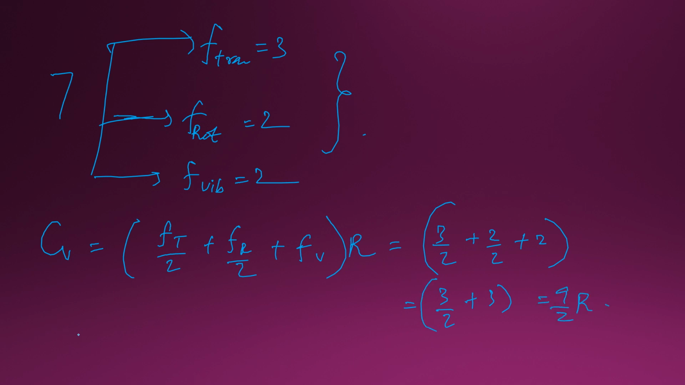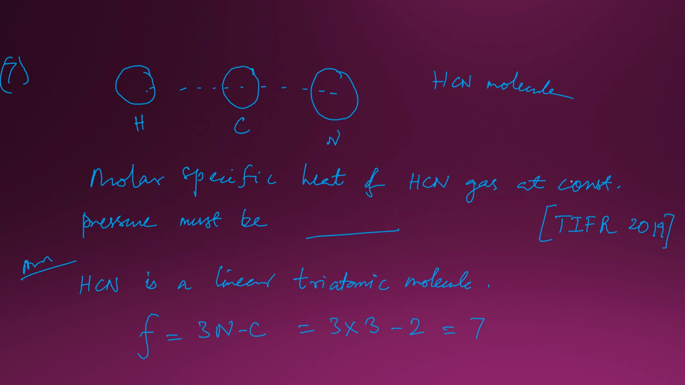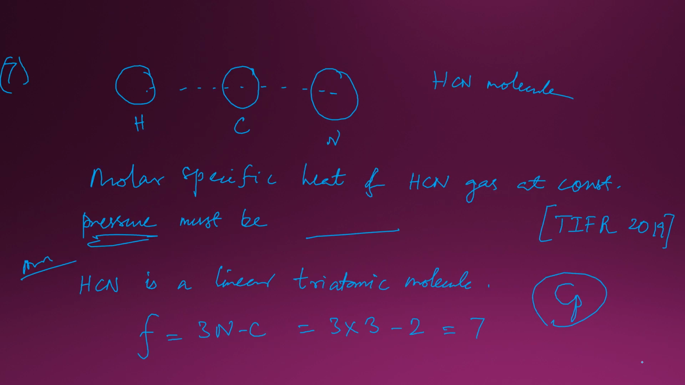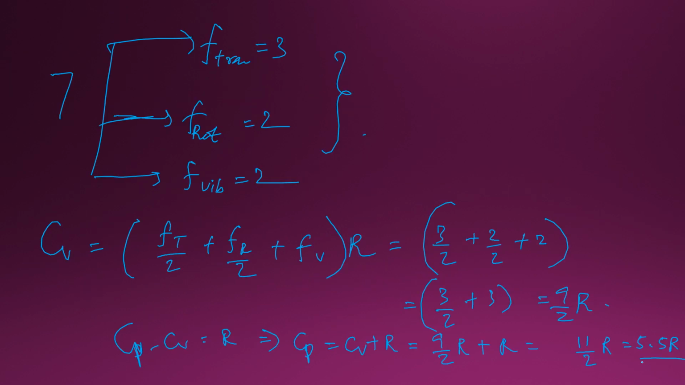So what is asked in the question? Molar specific heat of this at constant pressure. That means we need to find Cp. We know Cp minus Cv is equal to R, so Cp is equal to Cv plus R. So here 9 by 2 R plus R will give me 11 by 2 R. That is 5.5 R. Okay, so this is the answer. This is how you solve these questions. This came in TIFR 2019, so it's not that hard. You need practice. More and more practice will really help you.